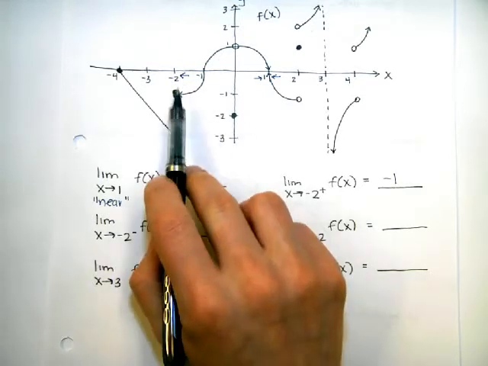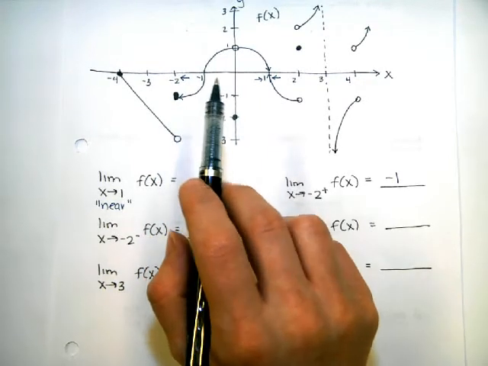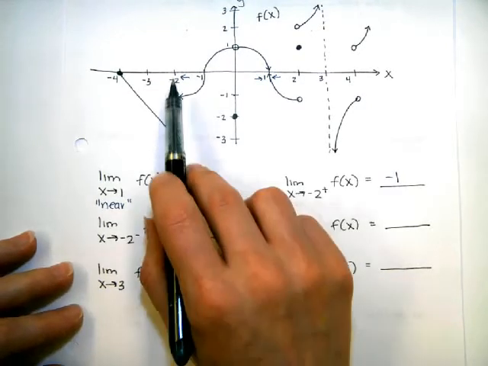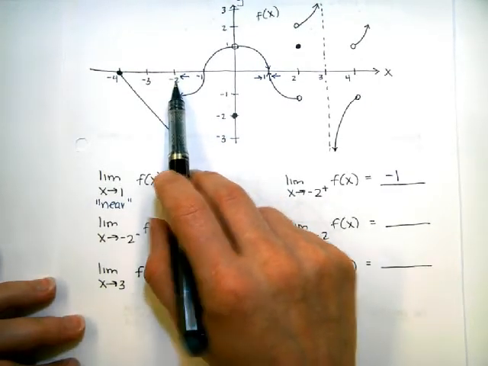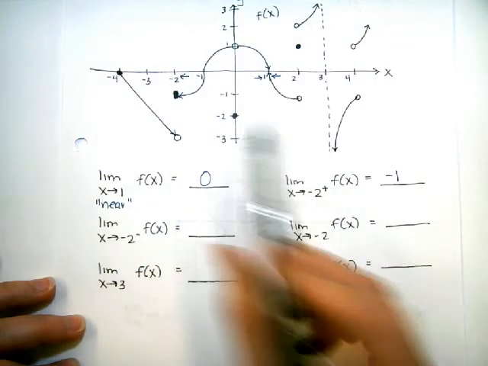So this closed circle means absolutely nothing when we're talking about limits. Eventually we'll talk about continuity, and then it will come into play. But when we're talking about just limits, we don't care at all what's happening at that point. We care about what's happening near that point. So as x approaches -2 from the left, what does the y value approach? -3. So that is the limit.